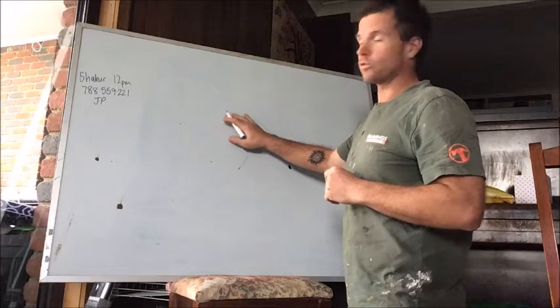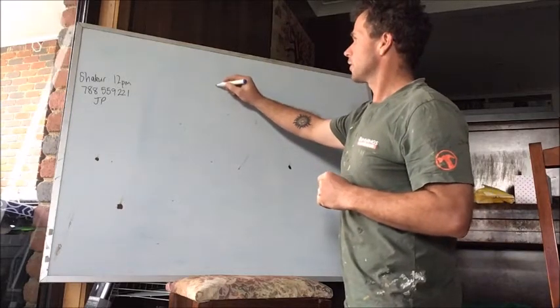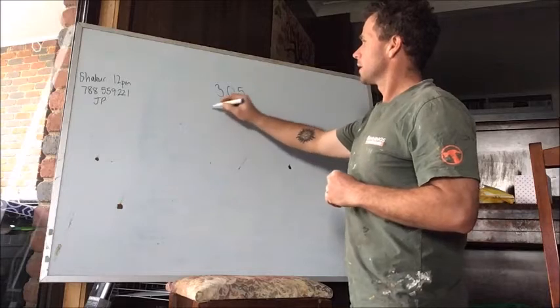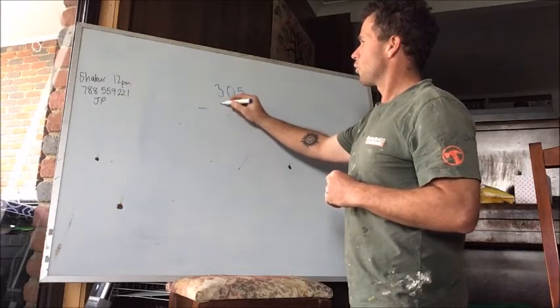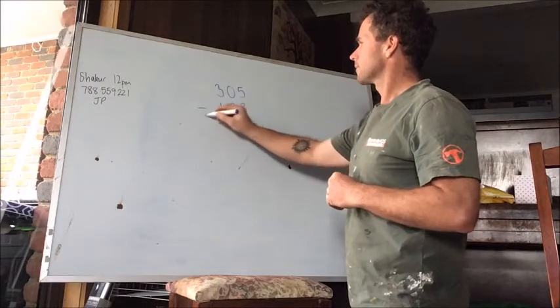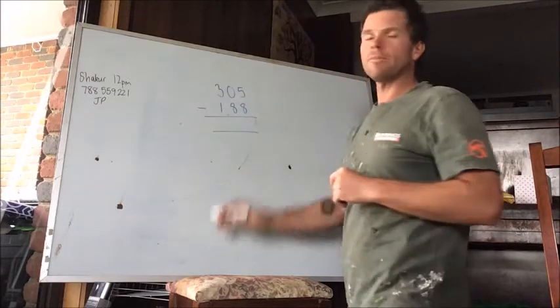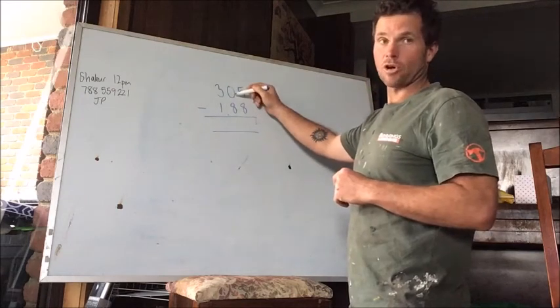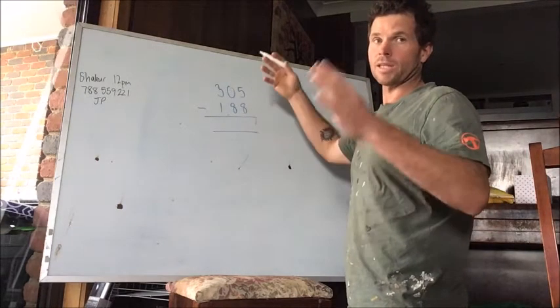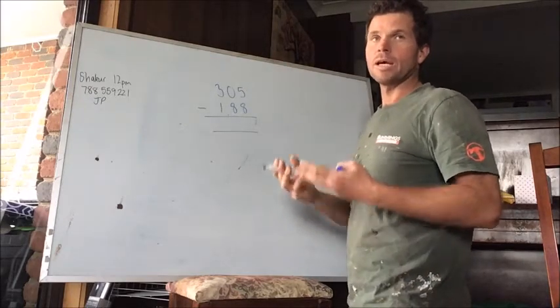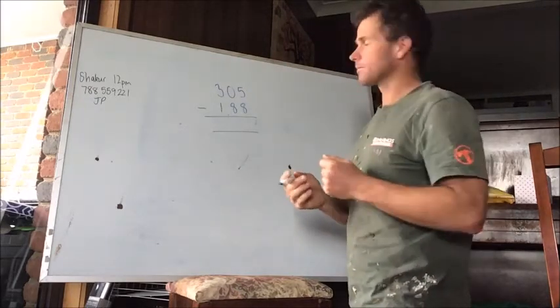So what I mean by the internal zeros is if we've got 305, take away 188. Okay. Now what I mean by the internal zero is that zero is inside the number. Okay, it's not at the end or the start of the number, it's actually inside the number. So that's why it's called an internal zero, and this is where a lot of people do have issues.